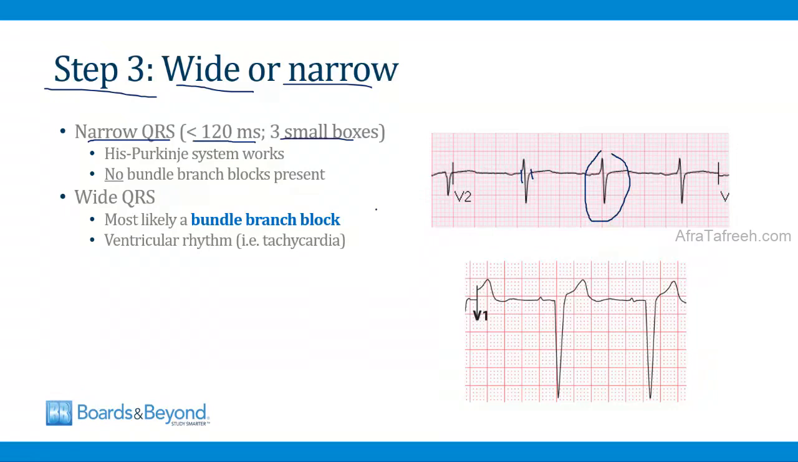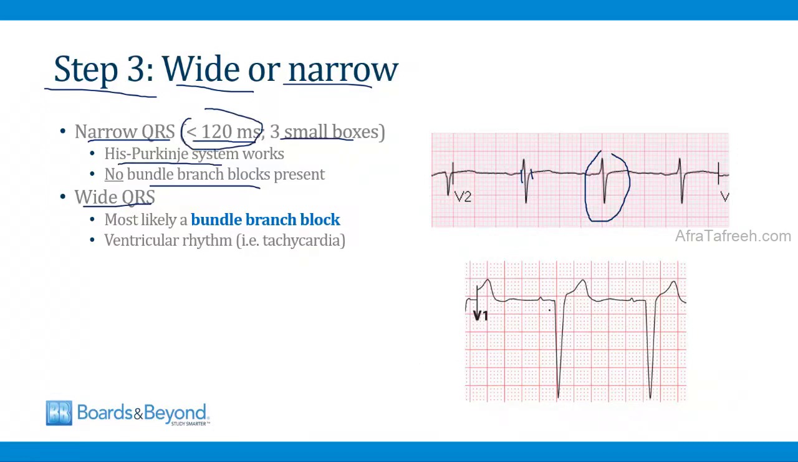And when you see a narrow QRS complex, it means the His-Purkinje system is working, there are no bundle branch blocks, and it also means that the rhythm is being generated from somewhere in the AV node or above, usually from the sinus node. A wide QRS complex is one that is greater than 120 milliseconds wide.